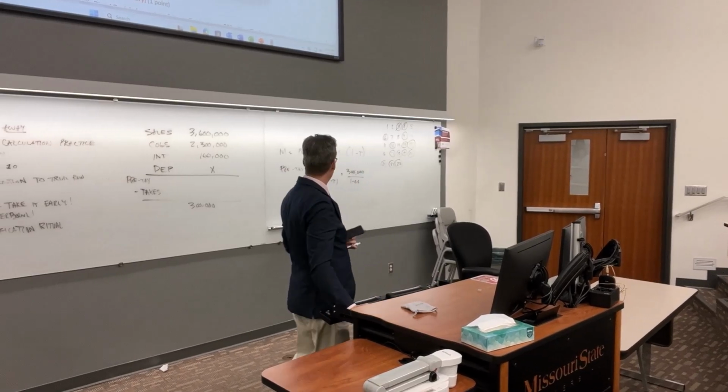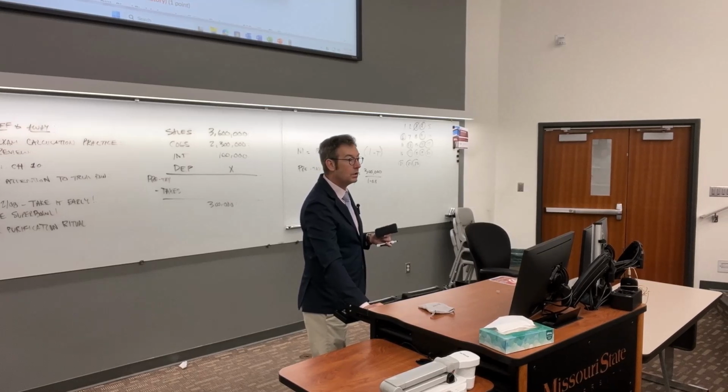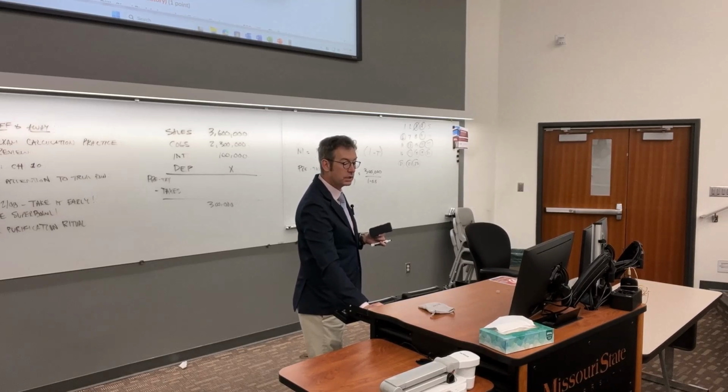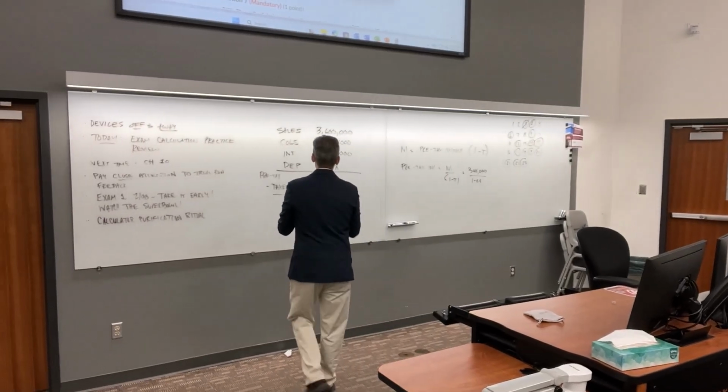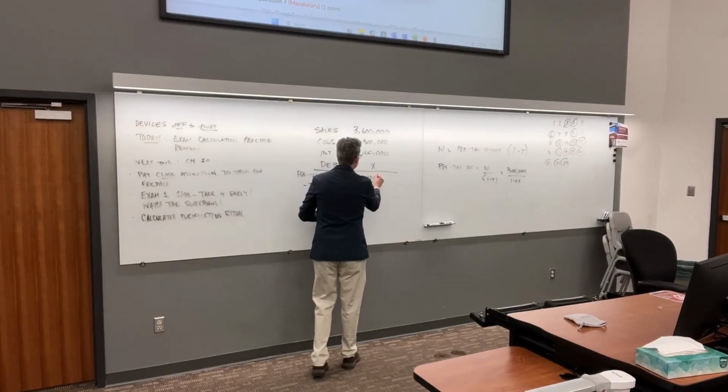Can you guys do that bottom math in your head? What is 1 minus 0.4? 0.6. Yeah, 0.6. So we're going to take 300,000 divided by 0.6, and that's going to give us $500,000. So this number right here is 500,000.